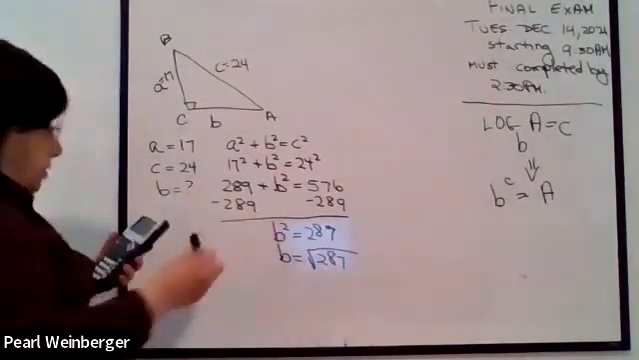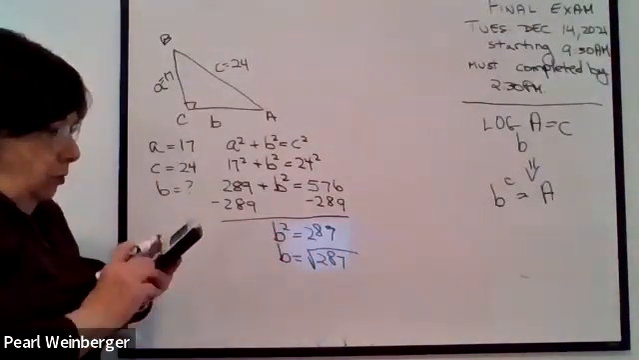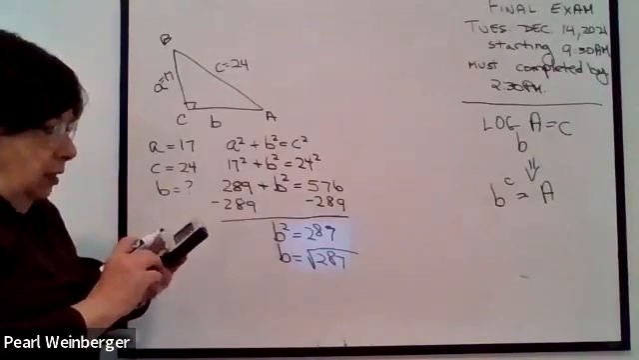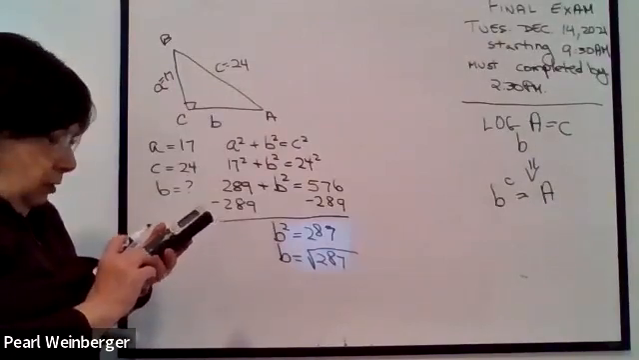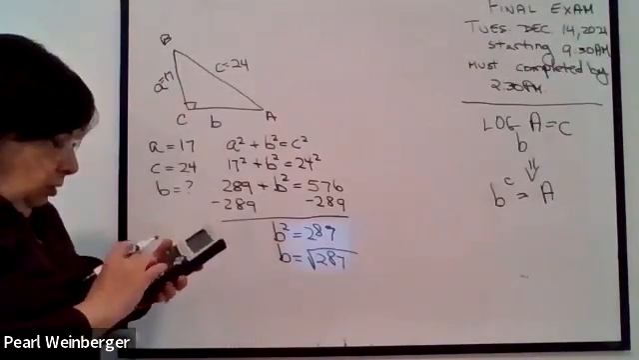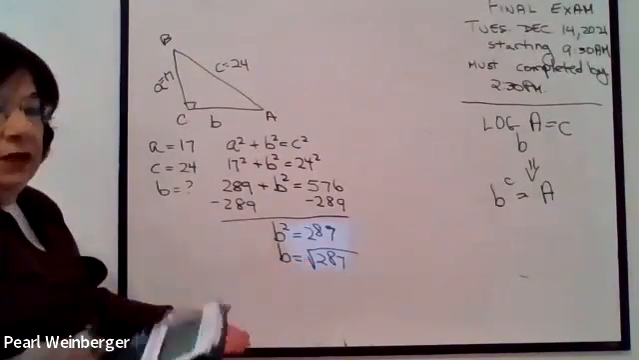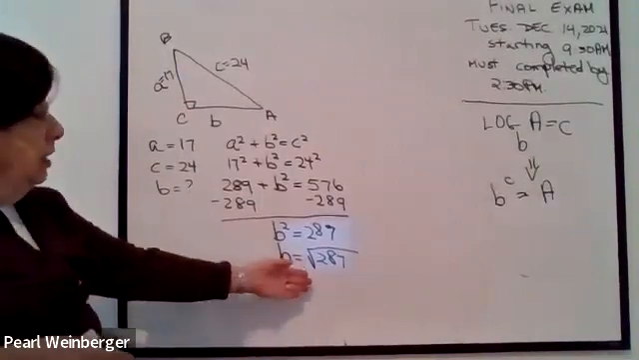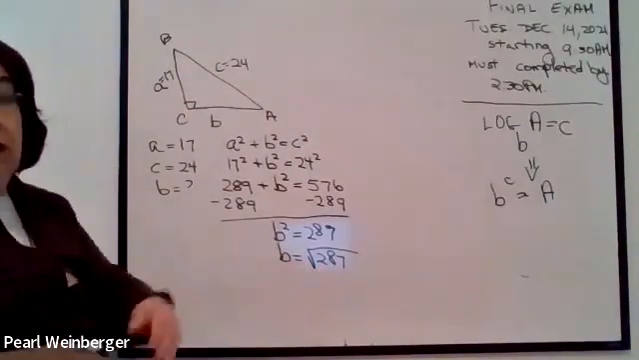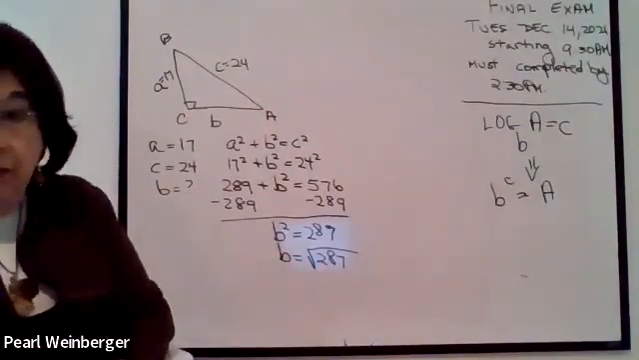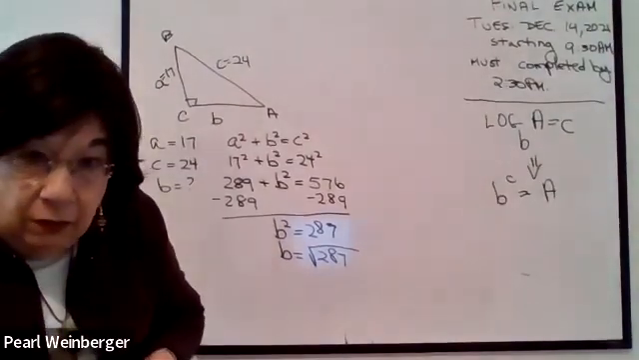Now, I don't think there's any way that I can simplify it. I think the only thing that divides evenly into 287 is 7. That's not a perfect square. So my answer in radical form would be the square root of 287. That would be the answer that we would find.